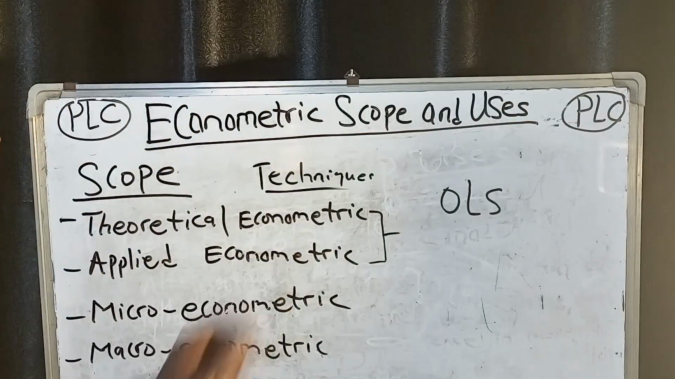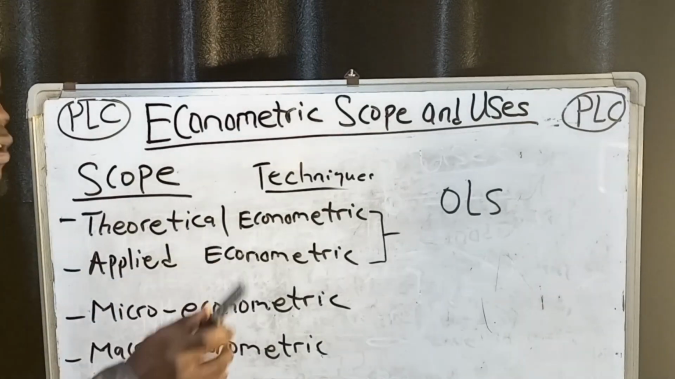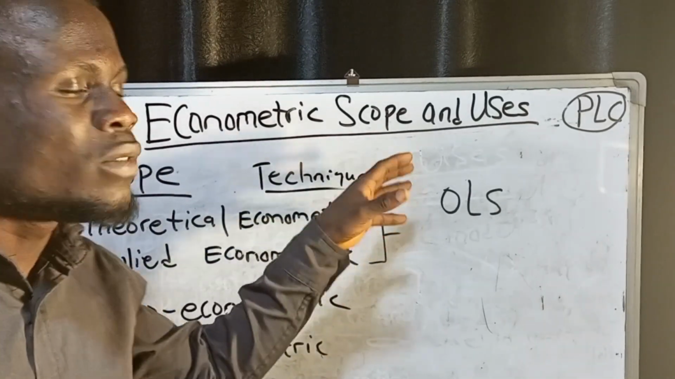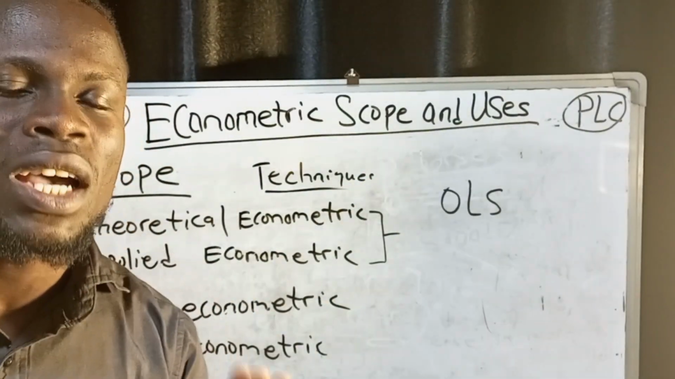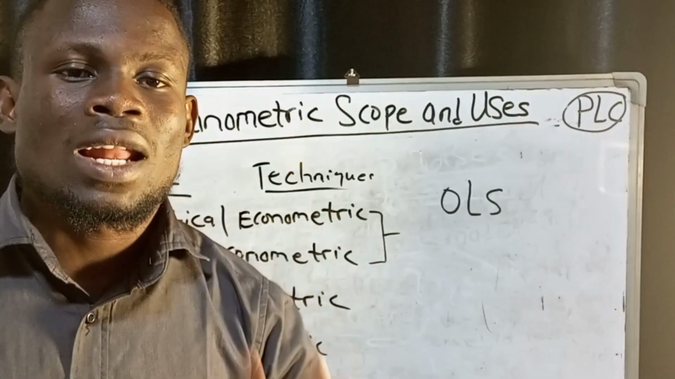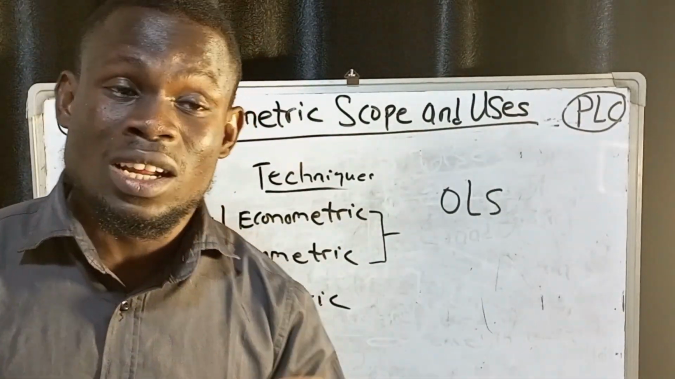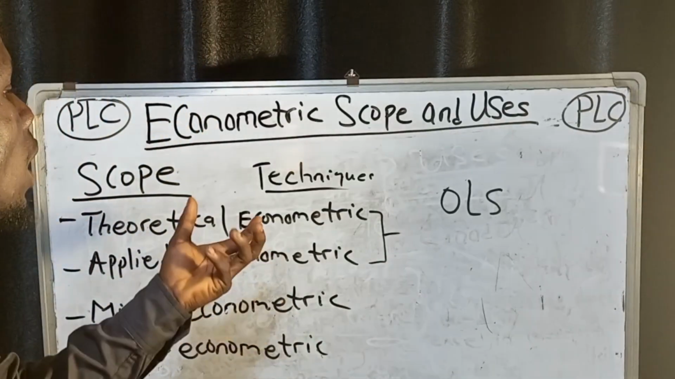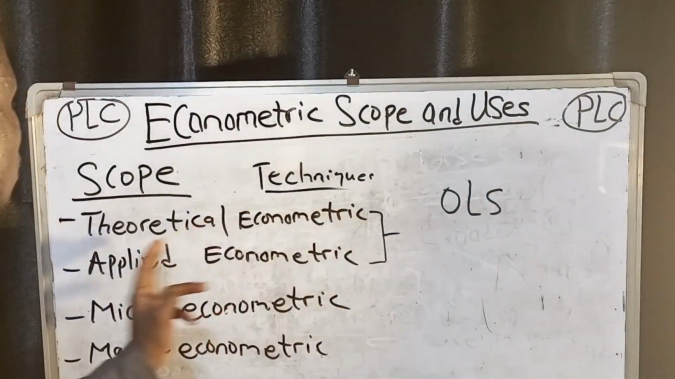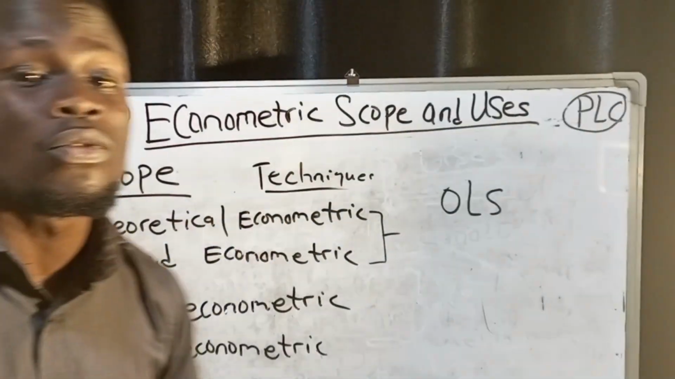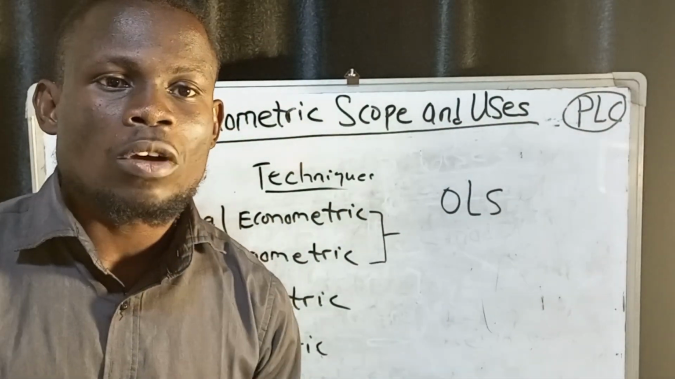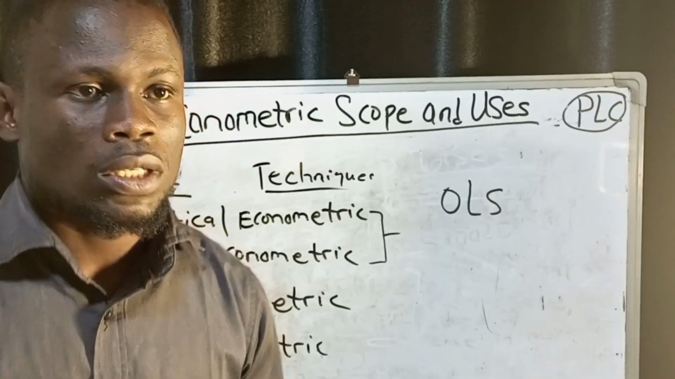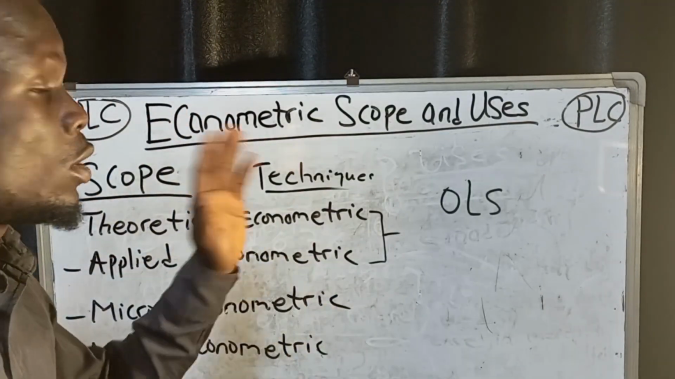Now, applied econometrics endeavors to make use of these techniques of econometric analysis in analyzing economic relationships. That is, the applied econometricians apply the techniques developed by the theoretical econometricians to provide real-world solutions to economic problems. That's what applied econometrics is concerned about.